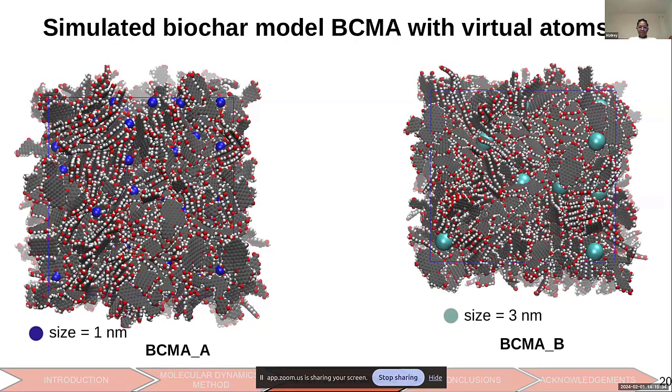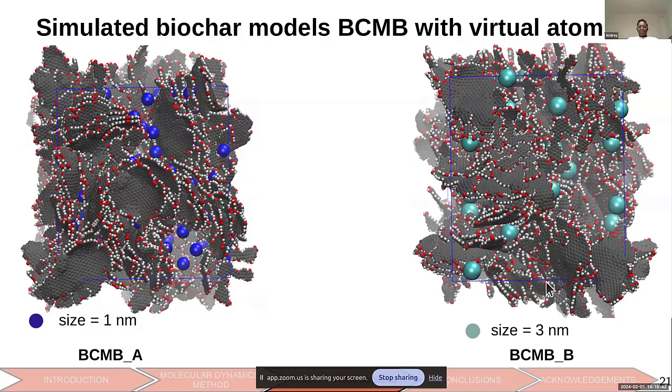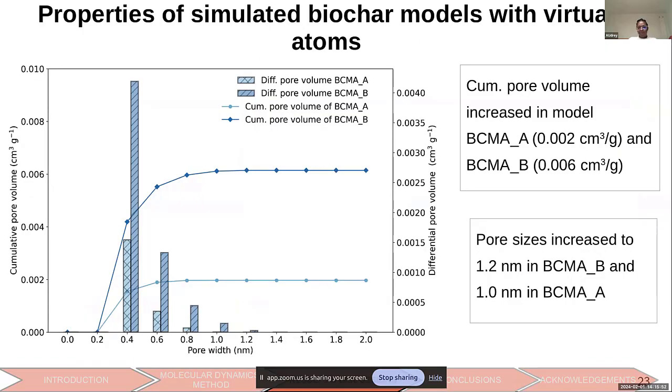So these are two Biochar models. This is the Biochar model BCMA, where we use virtual atoms of size 1 nanometer and 3 nanometers, and BCMB is the same, where we also use similar sized virtual atoms. What we notice is that the cumulative pore volume increased a bit, and the pore size also increased for both models, which shows that with our approach of creating a Biochar model, we can actually include pores into our system by choosing virtual atoms, which helps us control it.